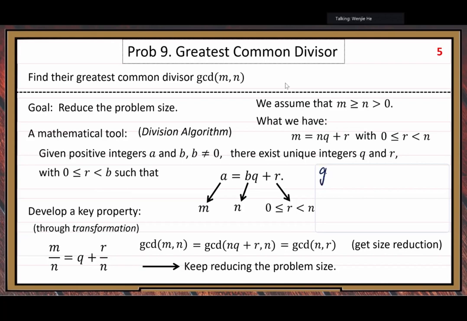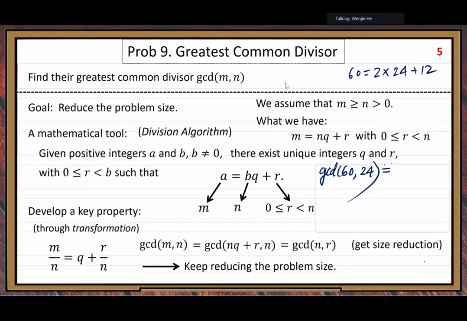Let us apply this idea to calculate our old example, GCD of 60 and 24. 60 equals 2 times 24 plus 12, right? Integer division: divided by 24, the quotient is 2, the remainder is 12.